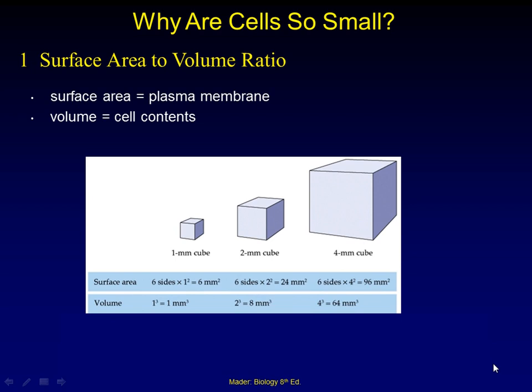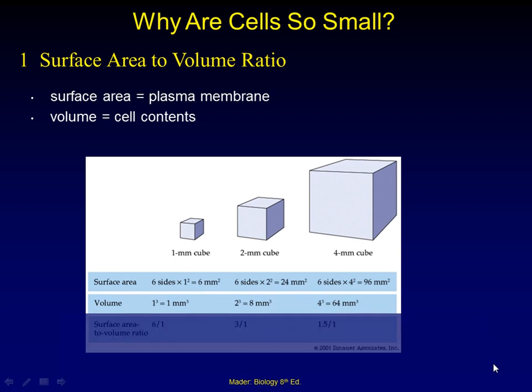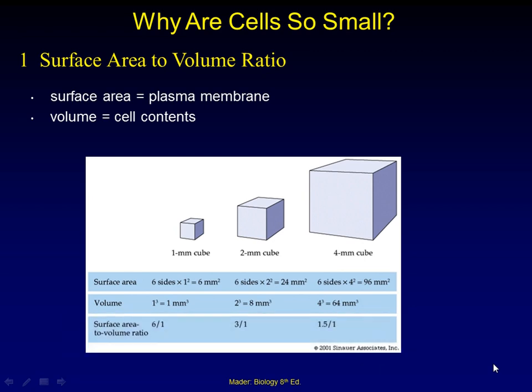Surface area to volume of the first cube would be 6, right? Surface area to volume of the second cube would be 24 over 8. Well, when we reduce that, that's 3. Surface area to volume of the third cube is 96 over 64. Reduce, that's 1 1/2. Notice that those numbers, 6, 3, 1 1/2, as the cube got bigger, the surface area to volume got what? Smaller.